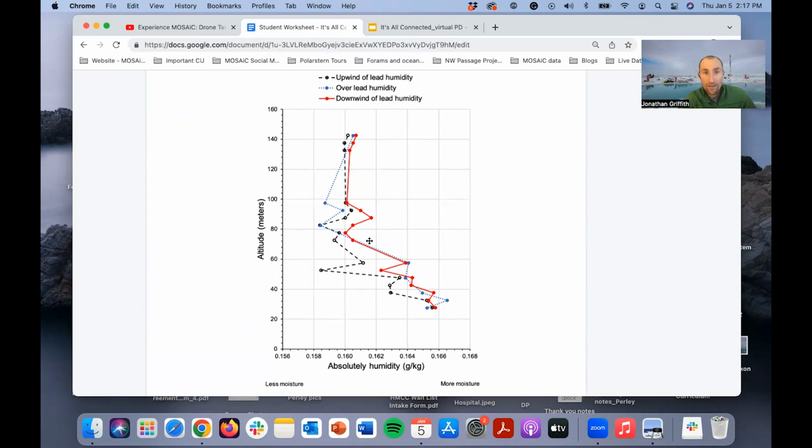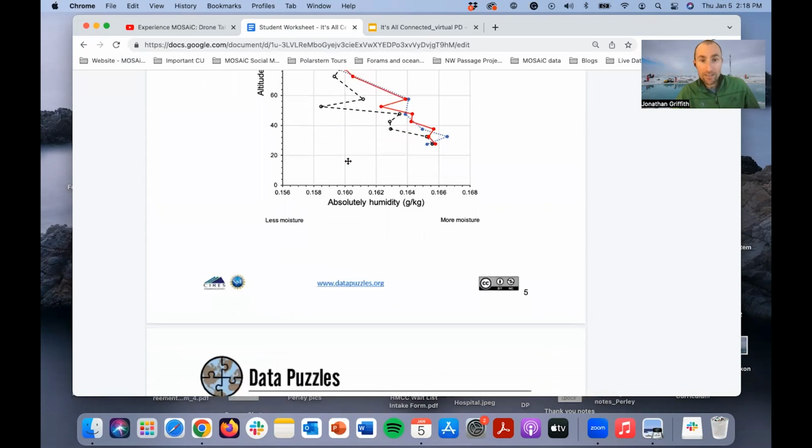And that pattern persists to almost an altitude of 80 meters. After that, it seems like, yeah, downwind of the lead has higher humidity, but they're more or less the same after an altitude of 80. So upwind or downwind and over the lead, humidity seems to be a bit higher up to a certain altitude, at which point the pattern seems to cease to exist.